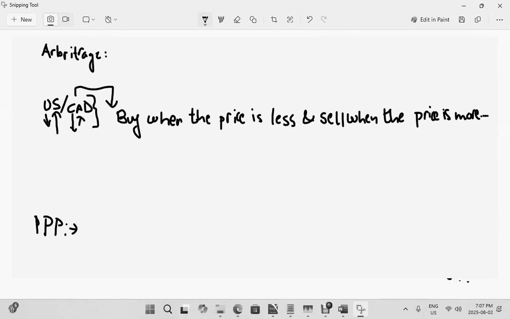So if we look at the US and Canadian dollar, when the price of the US dollar goes up, people will sell in the US. When the price goes down, people will buy in the US. So let's say you buy a vehicle in the US. This is when one US dollar may be $1.10 Canadian.